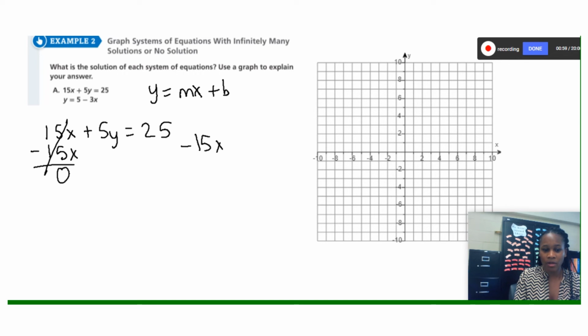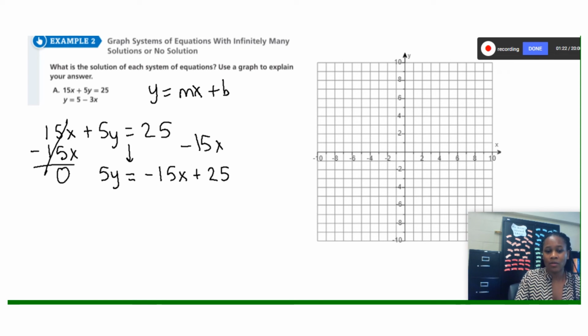So I have plus 5 times y. I'm going to bring down my equal sign. And I'm going to switch this because I want my mx to be first, so I'm going to put negative 15 times x. And then since this 25, my constant, is positive, I'm going to put plus 25. Remember, a constant is the term that's going to stay the same no matter what.